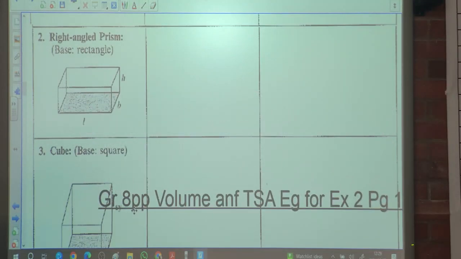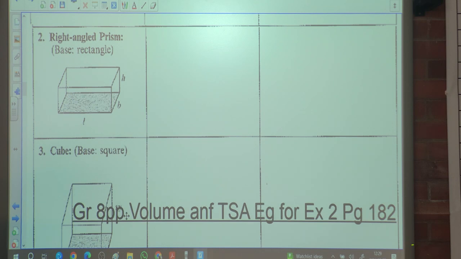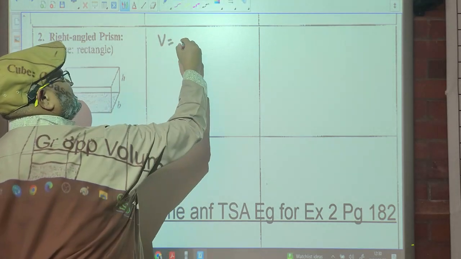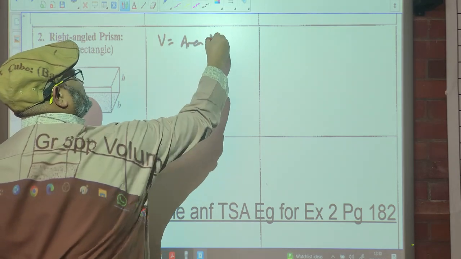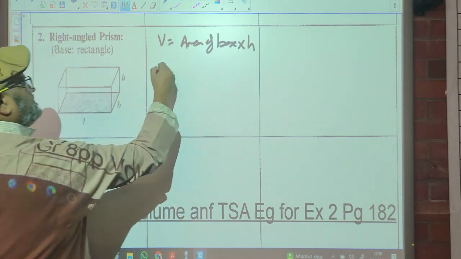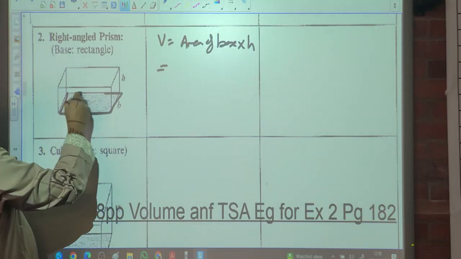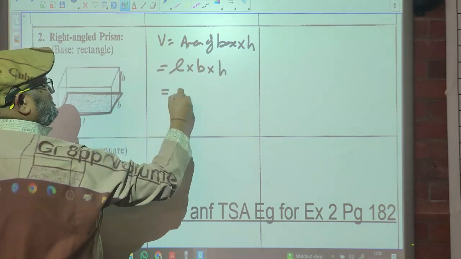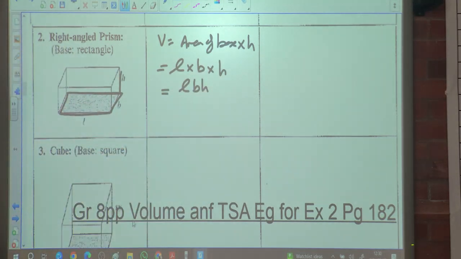Look at the next shape. A right angle prism. Okay, so that you got your rectangular base. So again, the volume. How do you calculate the volume? Area of base times height. So what is the area of a rectangle? Length times breadth times height. So this is going to be LBH. Okay.